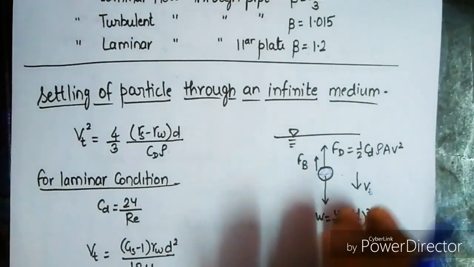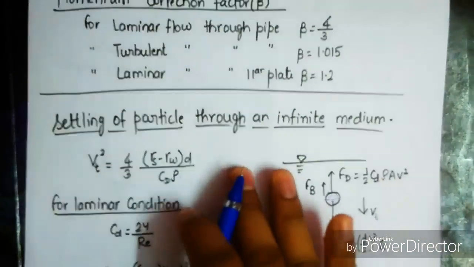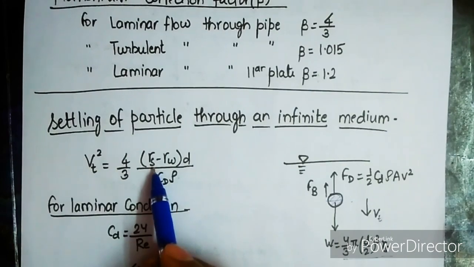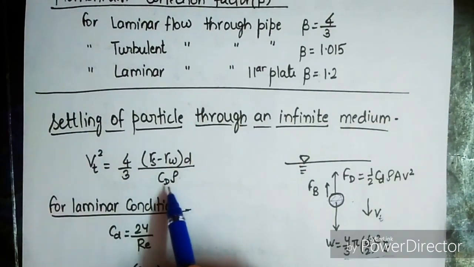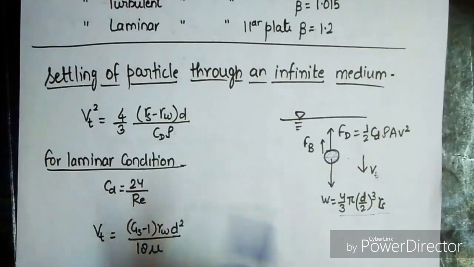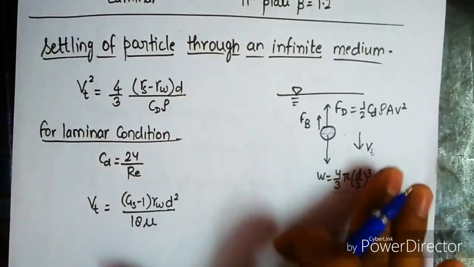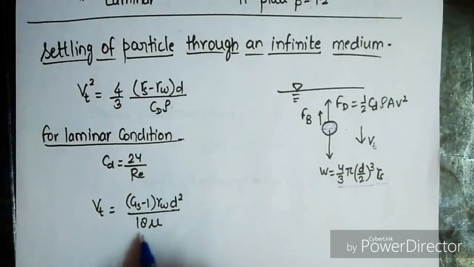Now W is volume into unit weight. So terminal velocity Vt square equals 4 by 3 (gamma s minus gamma w) d upon CD rho. For laminar condition we have the value of CD equal to 24 upon Re. So our terminal velocity formula will change to (Gs minus 1) gamma w d square upon 18 mu.